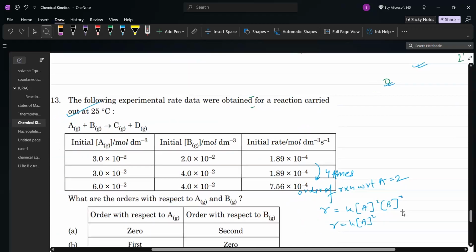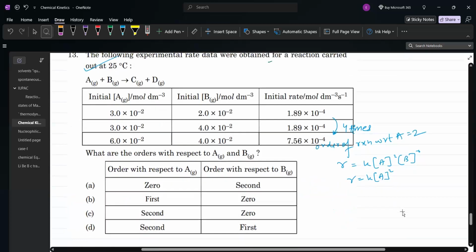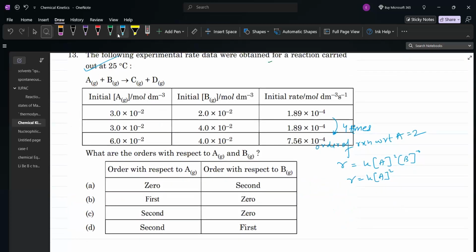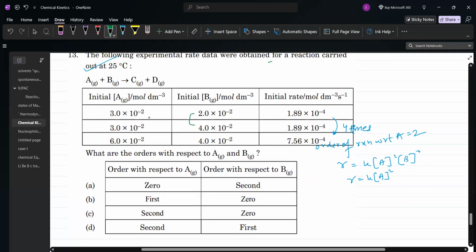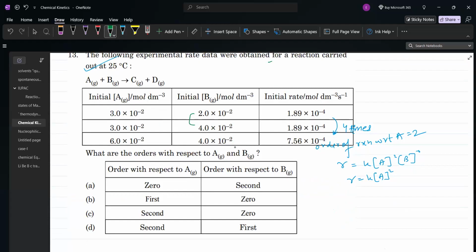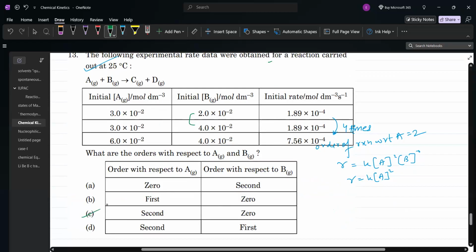No, I think it is good. In the first part, we have seen that concentration is doubling, but it has not changed. So that is why the order with respect to B is 0. And this was the answer.